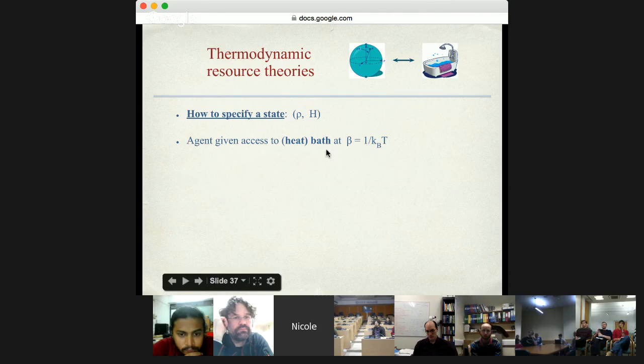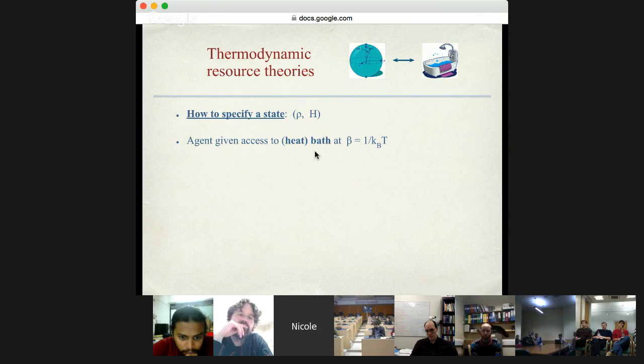Actually, we can generalize these theories more so that they model not only exchanges of heat, but also exchanges of, let's say, particles and maybe even quantities that don't commute with each other. Some recent work is in this direction.